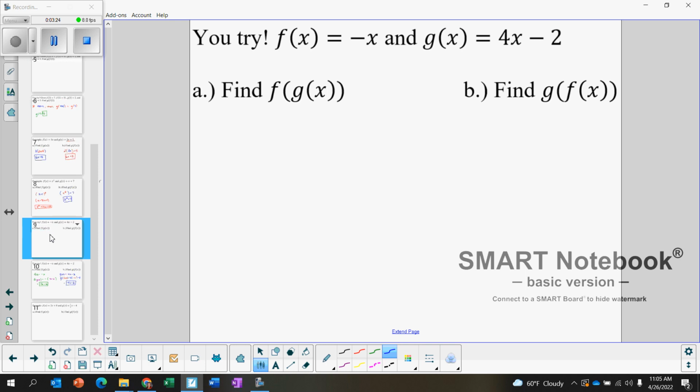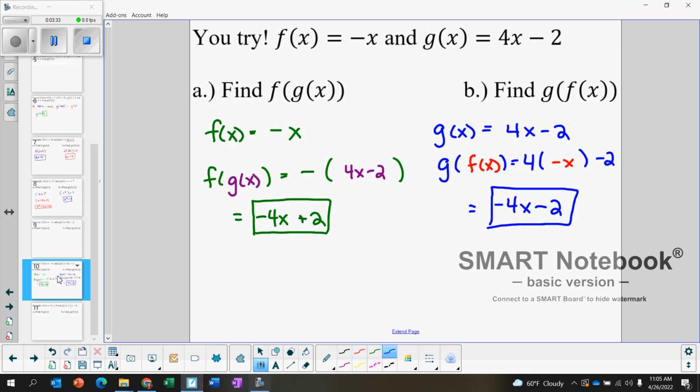You go ahead and try this one. You can pause it and check your answer. All right, so if we do f of g of x, we get negative 4x plus 2. And if I do g of f of x, I get negative 4x minus 2.